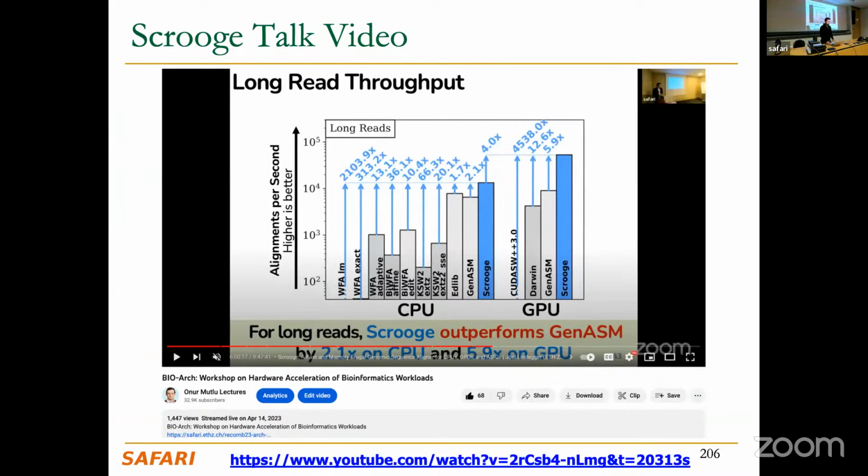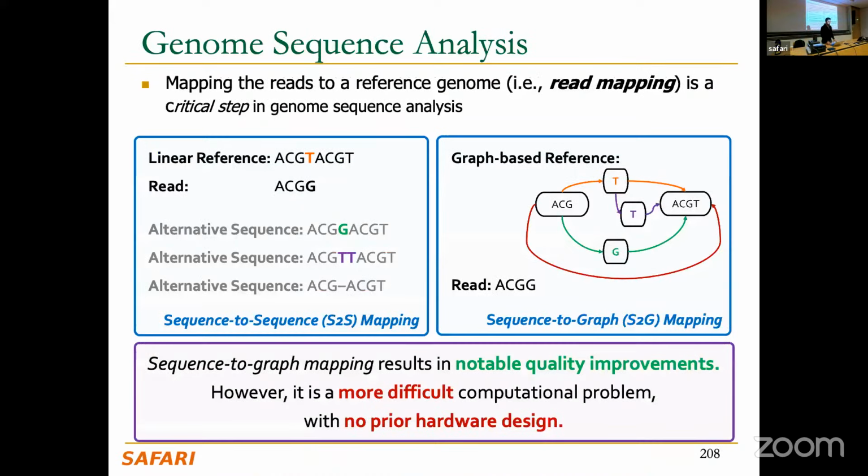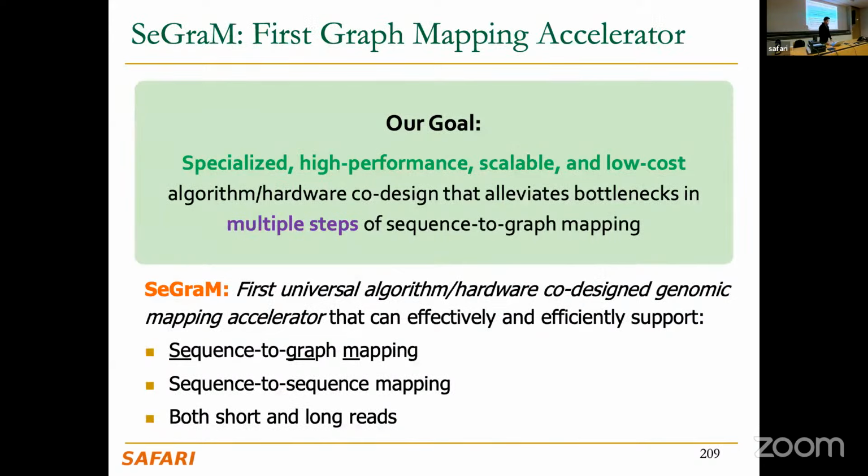And remember I mentioned to you the reference genomes that can be built using graphs. This is what we've done in the SeGraM work. What we observe is that mapping the reads to graphs also contains lots of data movement overheads, and many local or random accesses to memory, which could actually be exploited using a specialized hardware design. So essentially what we do is that we accelerate the sequence-to-graph mapping algorithm.